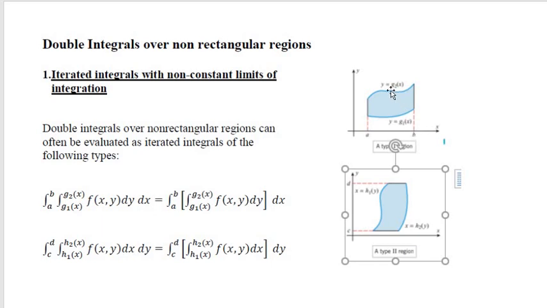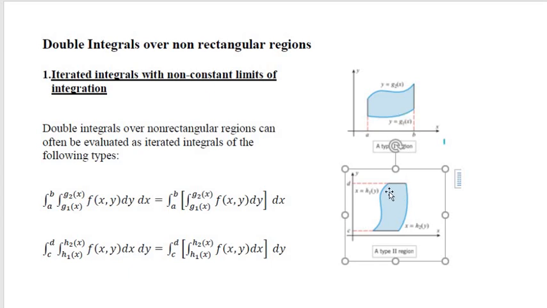But the limits of y are not constant, because here y is varying from a curve y equal to g1 of x to another curve y equal to g2 of x. So to verify the non-constant variation of y, draw a vertical strip inside this region and move that strip from left to right. The length of the strip is varying over R, which means that variation of y is not constant.